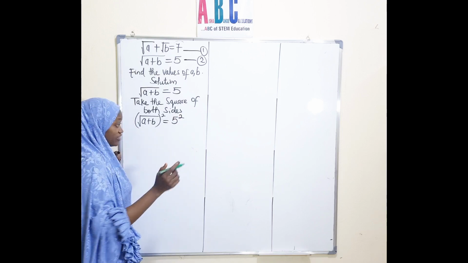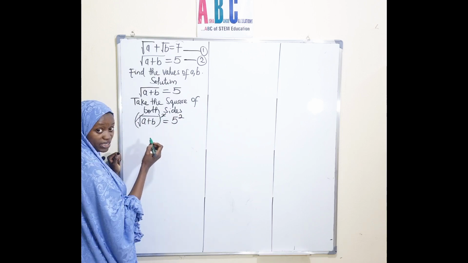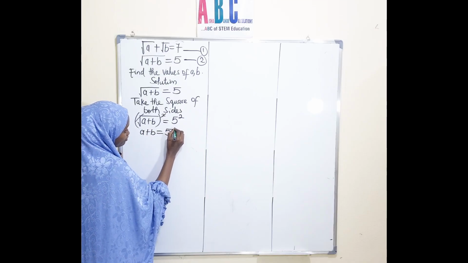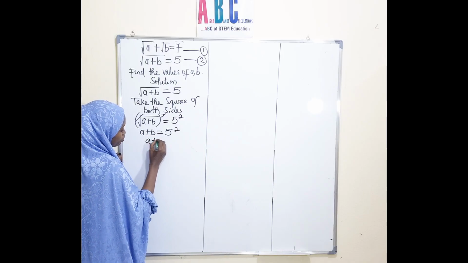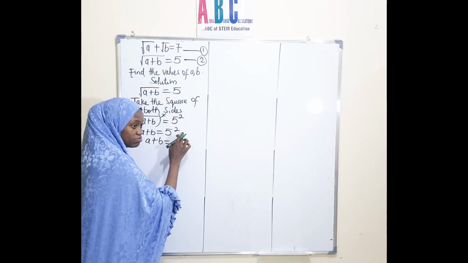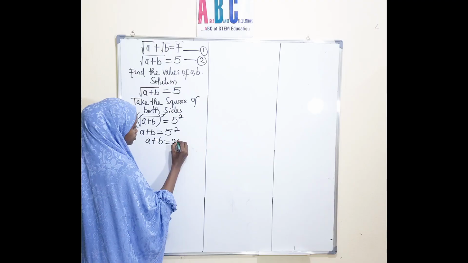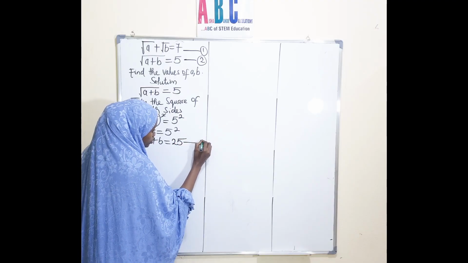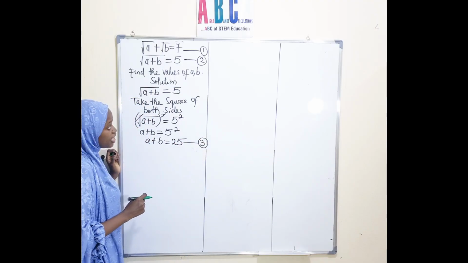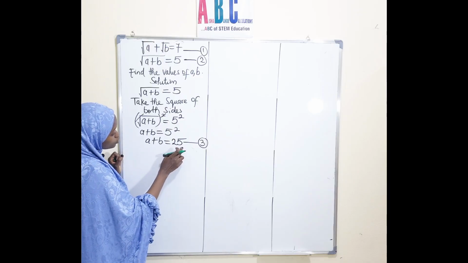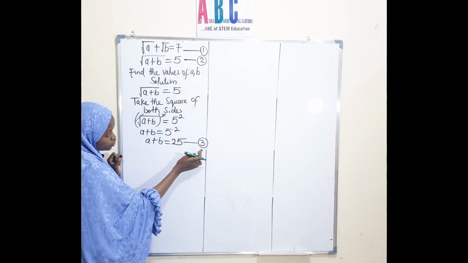We know that in mathematics, square roots can cancel the square, right? So we are going to be left with a plus b is equal to 5 squared. That means a plus b is equal to 5 times 5, which is 25. So here we have another equation. Let's call it equation 3. Since a plus b is equal to 25 from equation 2, we got equation 3.